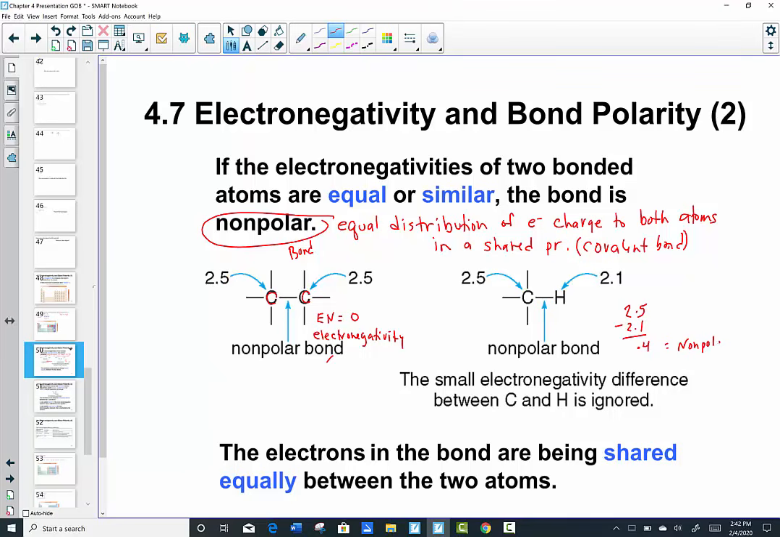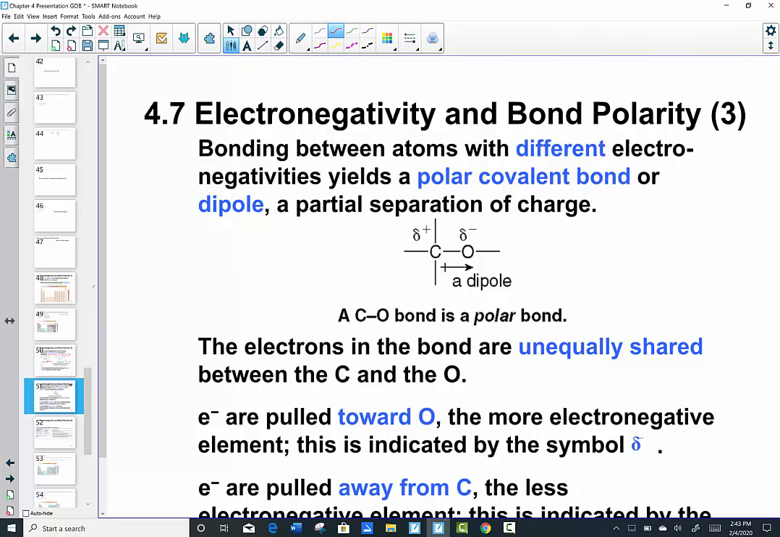That's a very insignificant value for electronegativity differences, so that is also considered a nonpolar bond, a very small difference between C and H. That means the bond has an equal distribution of electrons between the two atoms sharing the pair. So nonpolar bonds are an equal sharing of electrons. Remember, any atom bonded to itself would have a 0 difference, and carbon to hydrogen is also a very common example of a nonpolar bond.